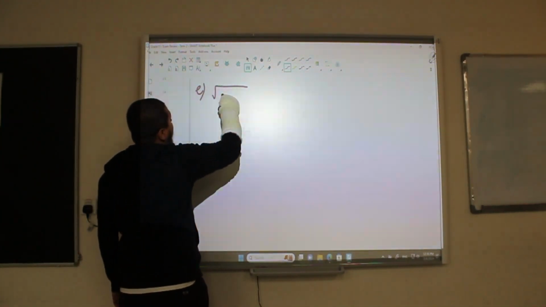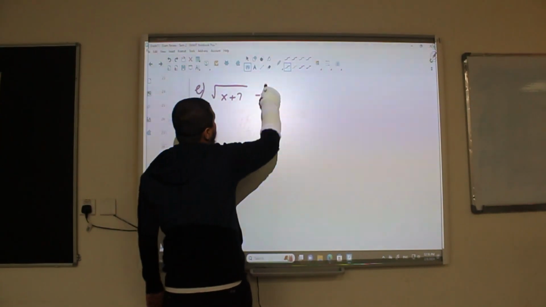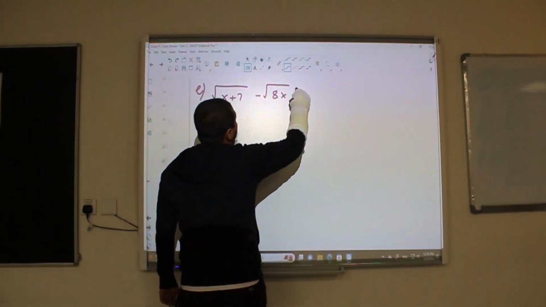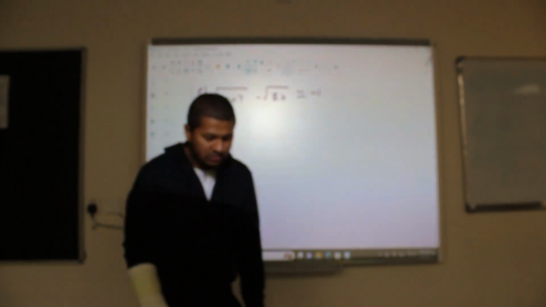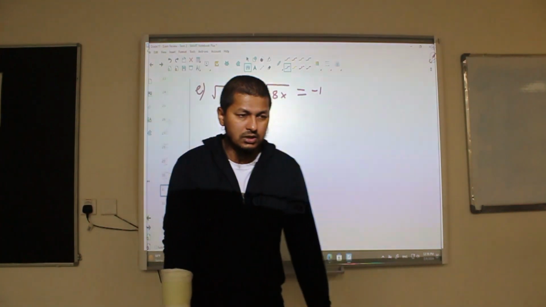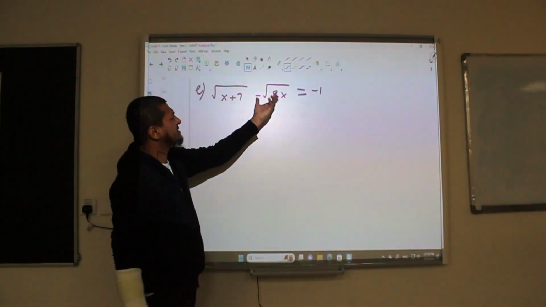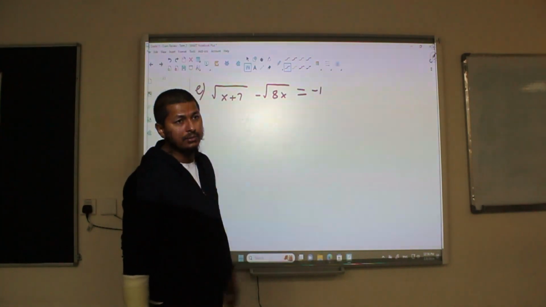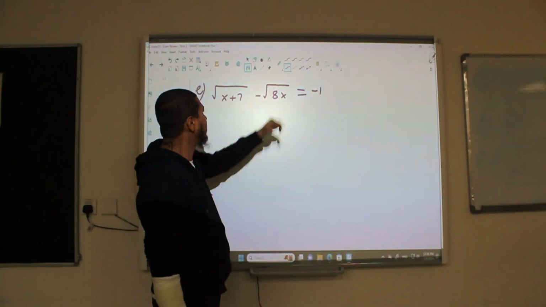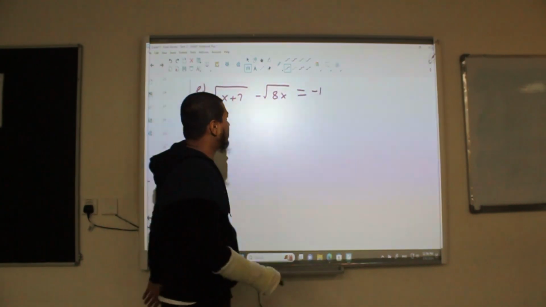Square root of x plus 7 minus square root of 8x equals negative 10. Now we have 2 surds. The way to solve this multiple surd equation is to move the similar surd to the other side, which is the surd that has fewer terms, like 8x. This one has 2 terms inside the surd. So move that to the other side and square both sides.